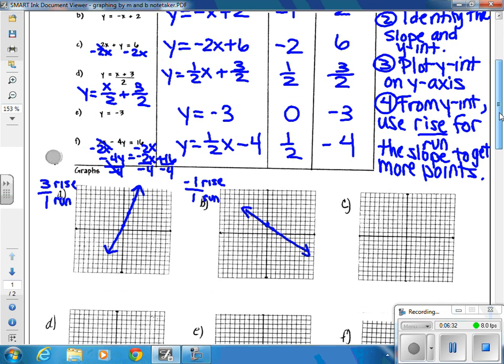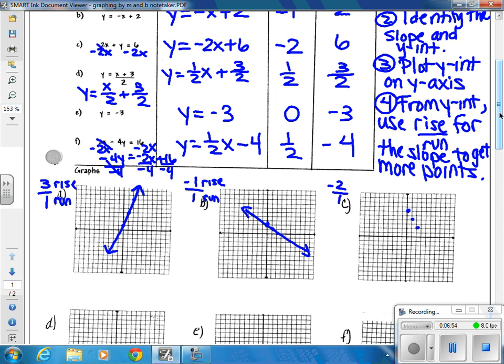For letter C, my slope is negative 2 and my y-intercept is positive 6. So begin at the 6 on the y-axis. There it is. Your slope is negative 2. It's not a fraction, so I'm going to stick a 1 on it. I'm going to rise negative 2 and run positive 1. So because I'm rising negative 2, I'm technically going to go down 2 and right 1. Down 2 and right 1.